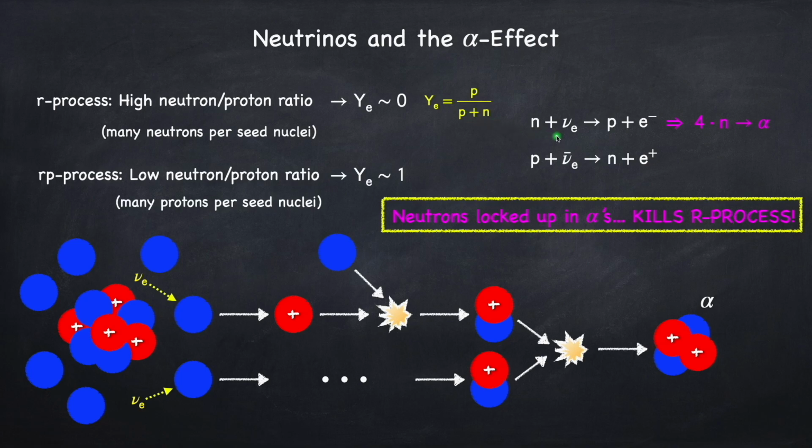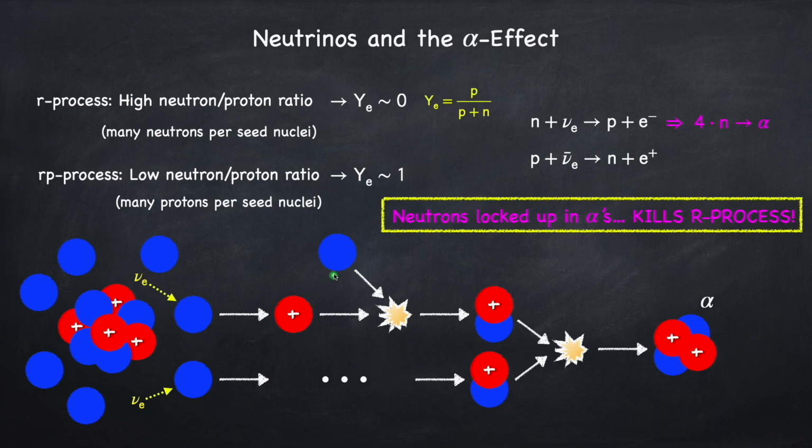Well, when you have neutrinos, you can get this reaction, where you have a neutron plus an electron neutrino. There are three types of neutrinos: electron, muon, and tau. Specifically with electron neutrinos, they can capture with neutrons to make a proton plus an electron. So what does this mean for the R process? We have this seed nucleus with a bunch of neutrons around it. An electron neutrino comes along. It captures on the neutron, converting it to a proton. It also emits an electron, but we don't care about that right now.